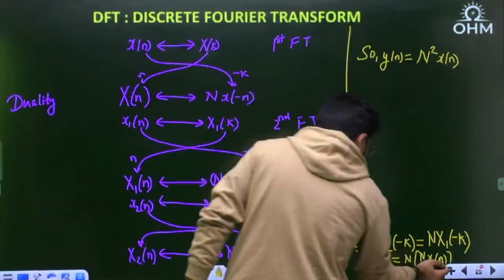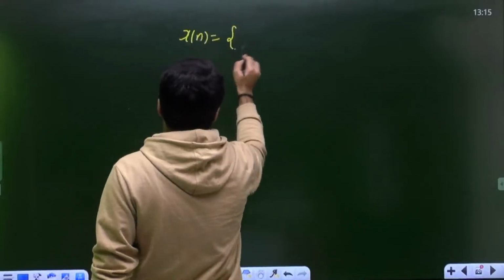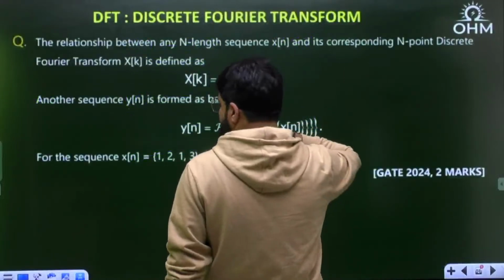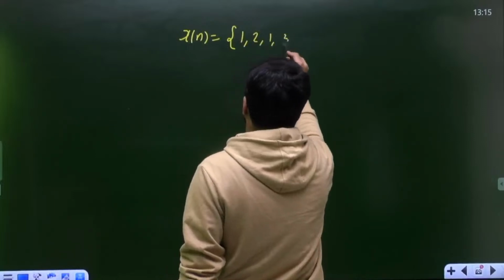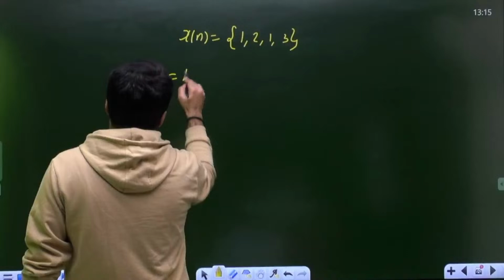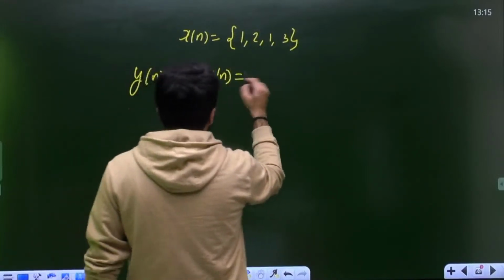Now, what is the signal xn? The signal xn has been given to us: 1, 2, 1, 3. Correct. What is the signal yn? The signal yn is N square xn. N square means 16, N is 4.